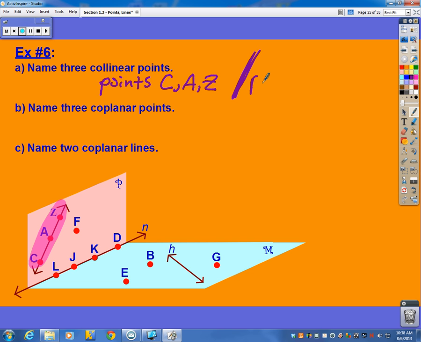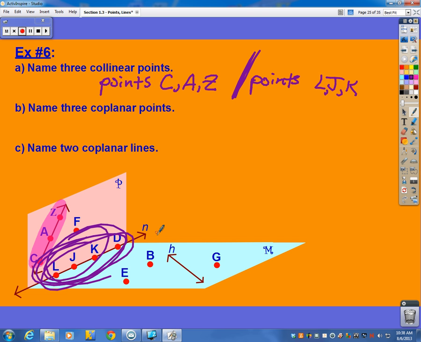We could also give the example of L, J, and K. These 3 points are on the same line. They're on line N, if you will. And really any 3 out of these 4, out of L, J, K, and D, would be an acceptable answer. So more than one possible answer here. You pick which one stands out to you the most.